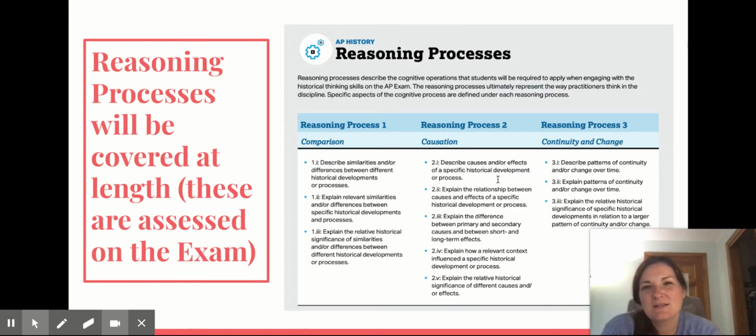Now, reasoning processes are a little bit different, and these will be assessed on the exam just as the historical thinking skills, but you'll see that they're a little more intertwined. Reasoning process number 1 is comparison, number 2 is causation, and number 3 is continuity and change. With comparison, again, you've been doing this for a long time. If you've done a Venn diagram, then you've done comparison.